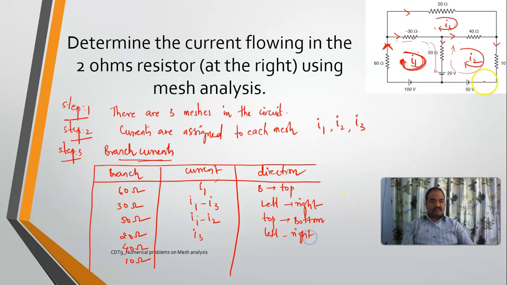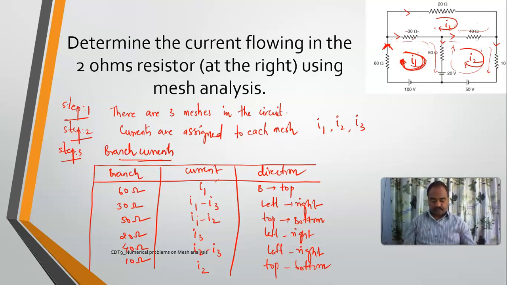Similarly, 40 ohms resistor. Where is 40 ohms resistor? This is 40 ohms resistor. It is also common to both loops. So from here it is I2 current and this is I3 current in opposite direction. So I'll take it as I2 minus I3 and the direction I have chosen is left to right. And finally, for 10 ohms resistor. This is 10 ohms resistor, only one current is flowing and it is I2 current from top to bottom. So like this, I have identified the branch currents along with their directions.